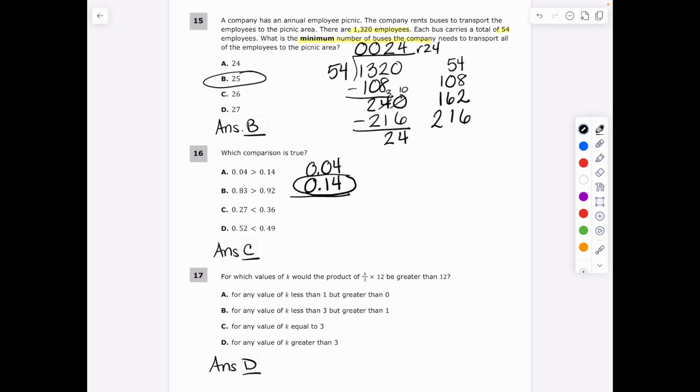1400s is bigger than 400s. That's not what they wrote down here, so that's wrong. So that was A.